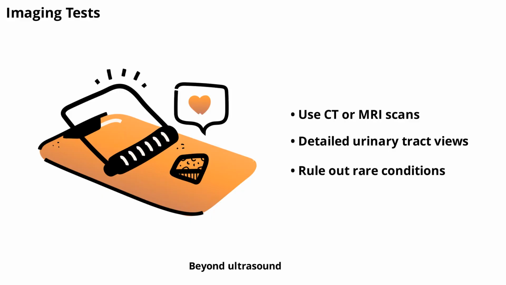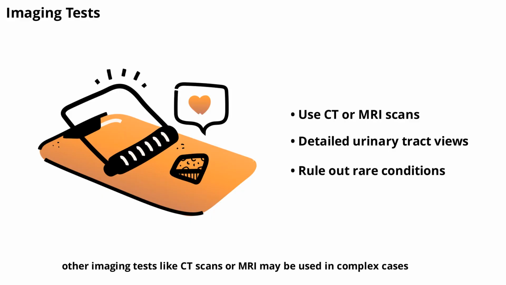Beyond ultrasound, other imaging tests, like CT scans or MRI, may be used in complex cases. These advanced images provide detailed views of the urinary tract and surrounding organs, helping to rule out rare causes of bladder pain or urinary symptoms. Imaging is especially useful if there are warning signs like blood in the urine or unexplained weight loss.